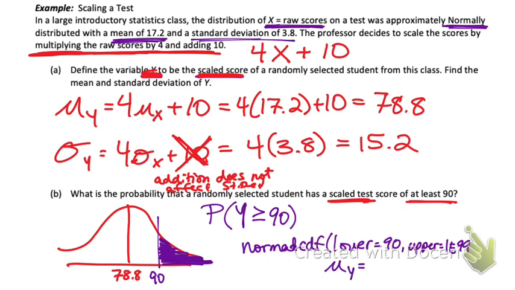Now look here, you guys. I need to use the mean of Y, the scaled distribution. That is 78.8. The standard deviation of Y was 15.2. The number one mistake is that people go back to the original data instead of using their transformed data. That's why the notation is going to be very important. All right, find your answer, please.